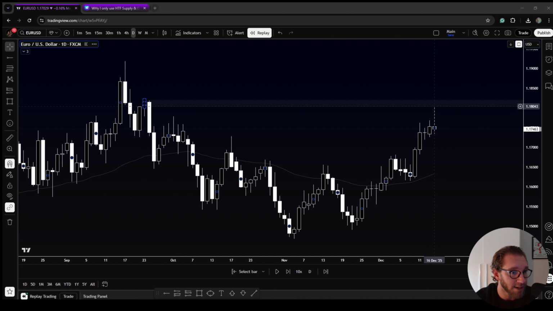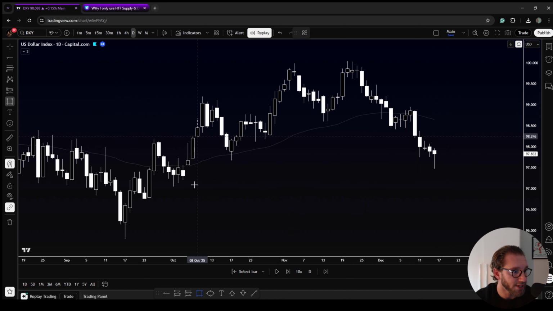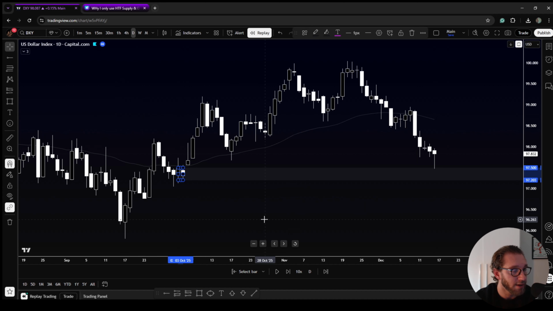When price moved into that zone, if we simply look at a Dixie chart, you can see that at the exact same time, price was pushing into this area of demand. There is an inverse correlation between Dixie and euro US dollar. Euro US dollar is the most traded FX pair. There's a lot of institutional volume going through that market. And we've had cross-asset alignment with the Dixie driving into a clear area of demand.